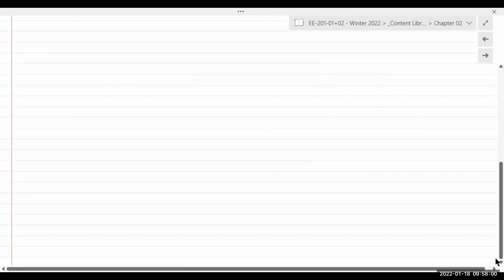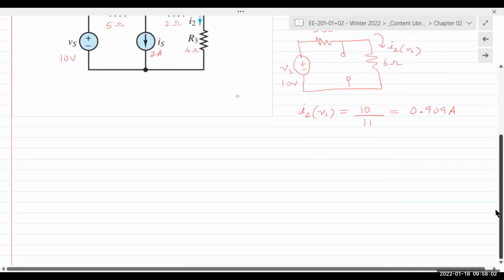Now, if I have Is active, I'm going to call I2 as I2 subscript Is. Now my voltage source is a short. I have a current source that is flowing down, and I have a resistor right there: 6 ohms, 5 ohms, and 2 amps.